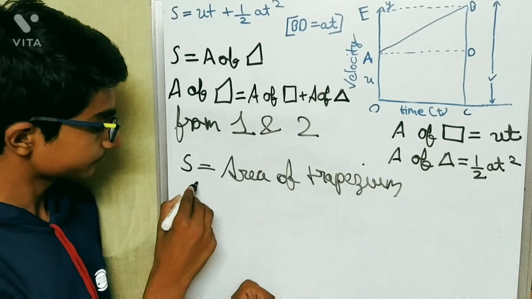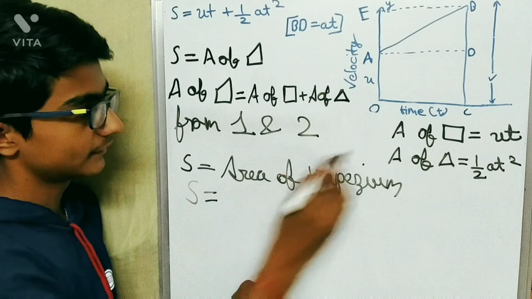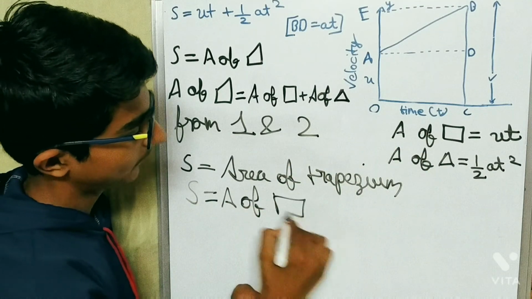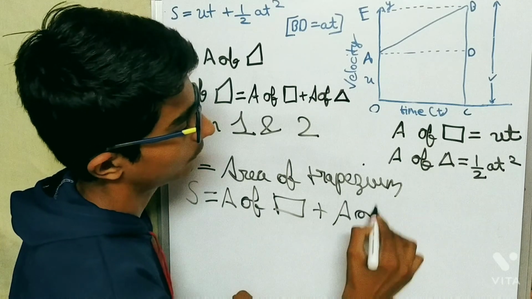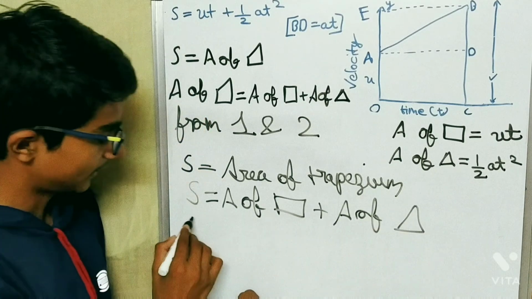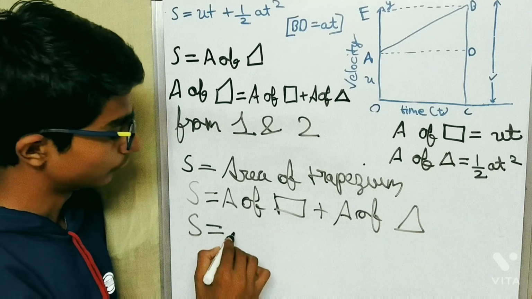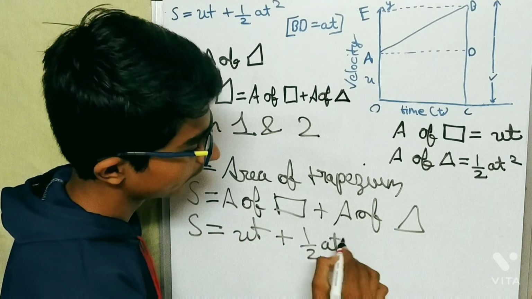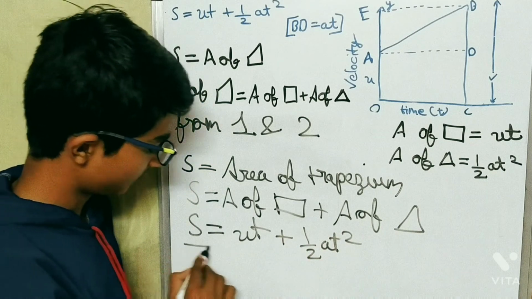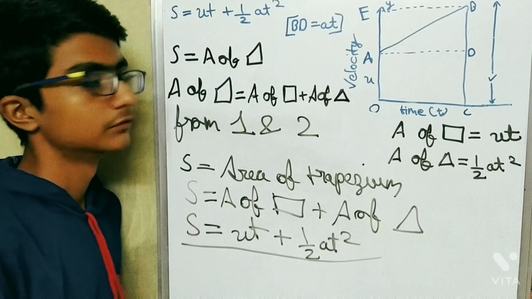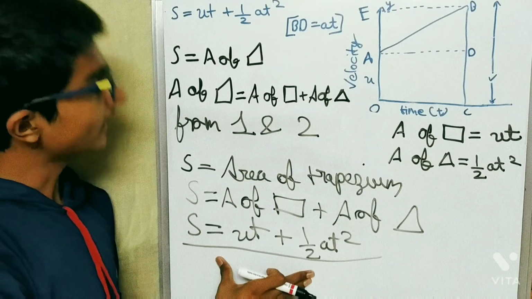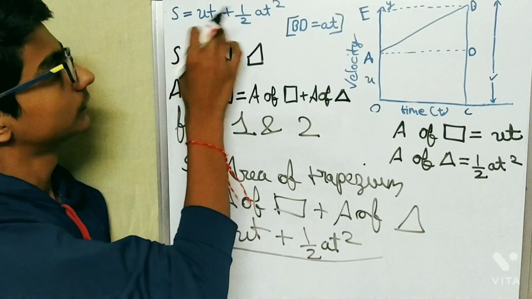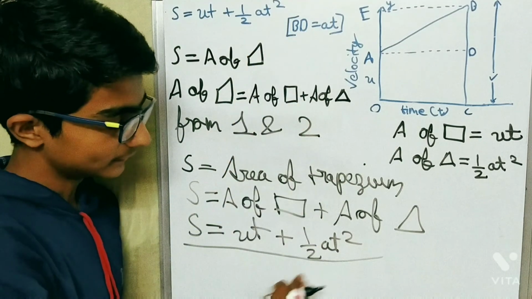So here we will write S is equal to the area of the rectangle plus the area of the triangle, and that is S = ut + 1/2 at². So this is our final answer. This equation is derived right here. See, S = ut + 1/2 at².